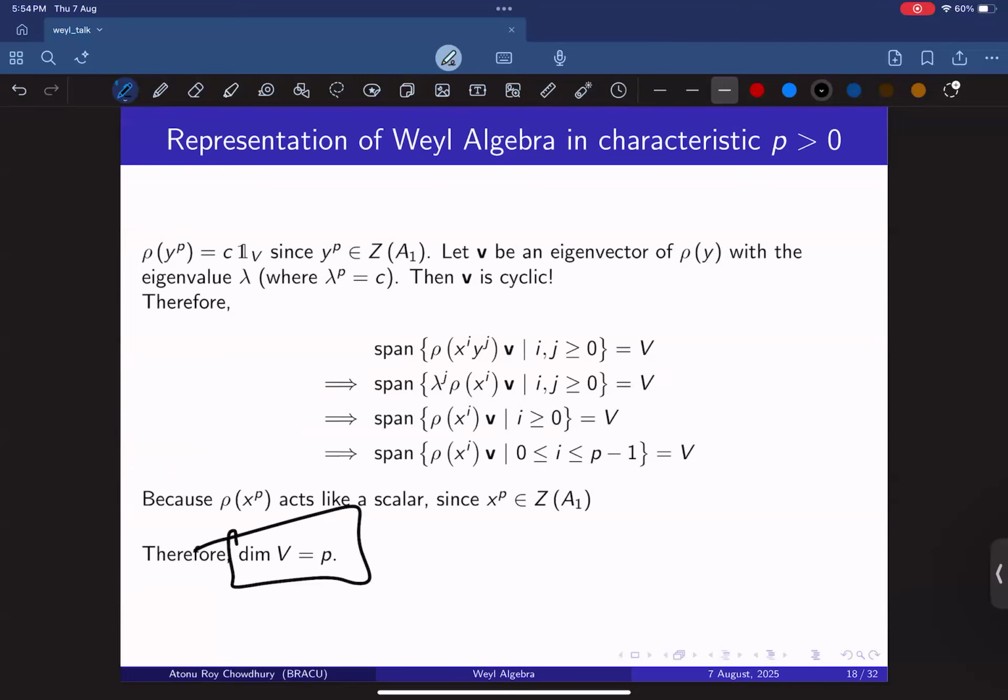So we have made some progress: in characteristic p, the finite dimensional irreducible representations have to have dimension equal to the characteristic of the field.